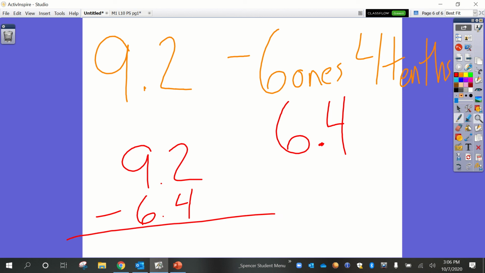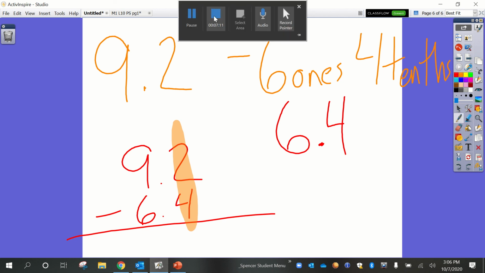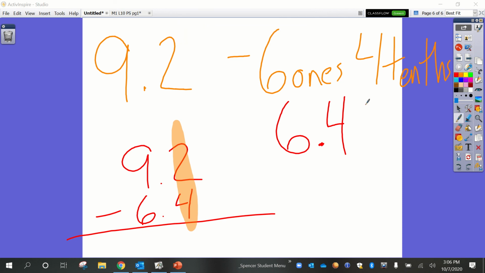And now, on this one, we have some regrouping to do, because you cannot take 4 tenths away from 2 tenths. So what are we going to do? Well, that's right. We need to regroup and decompose some of those ones into tenths. So we're just going to bring over one of those ones and make it tenths. Now we're dealing with 12 tenths, and we're going to be subtracting the 4.